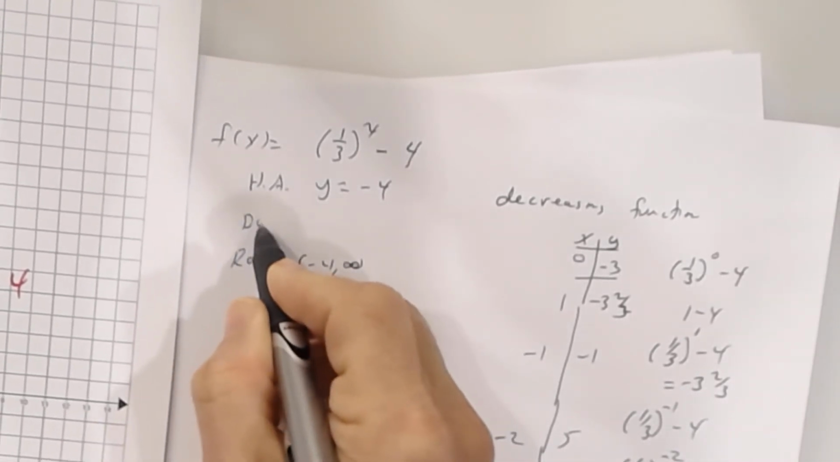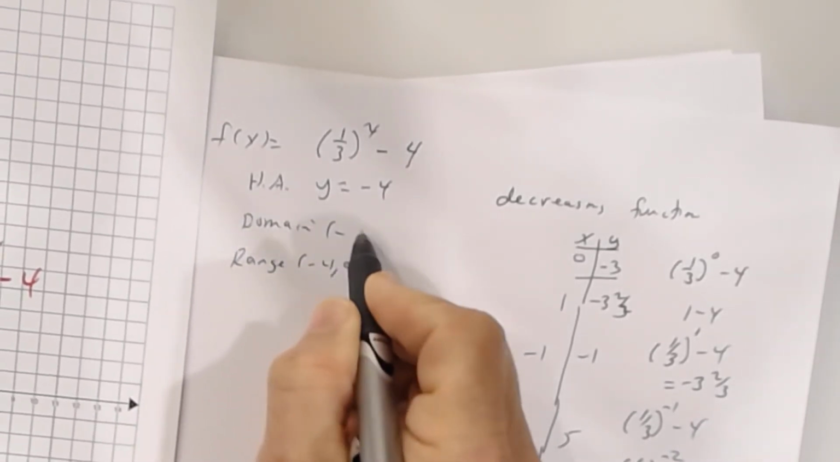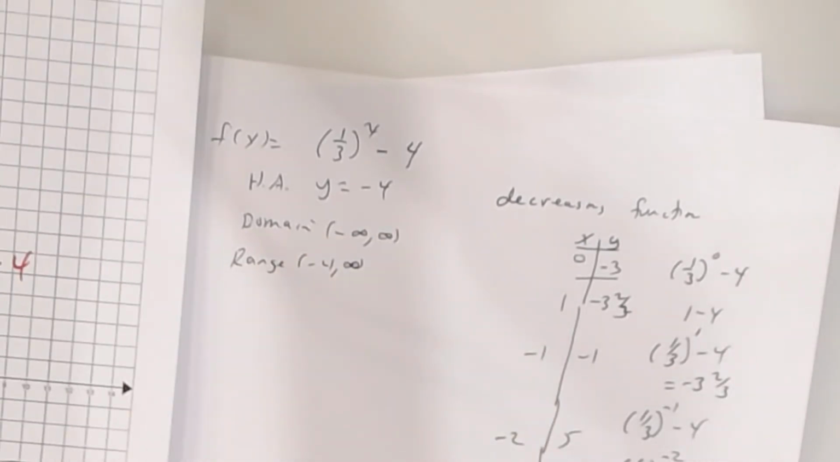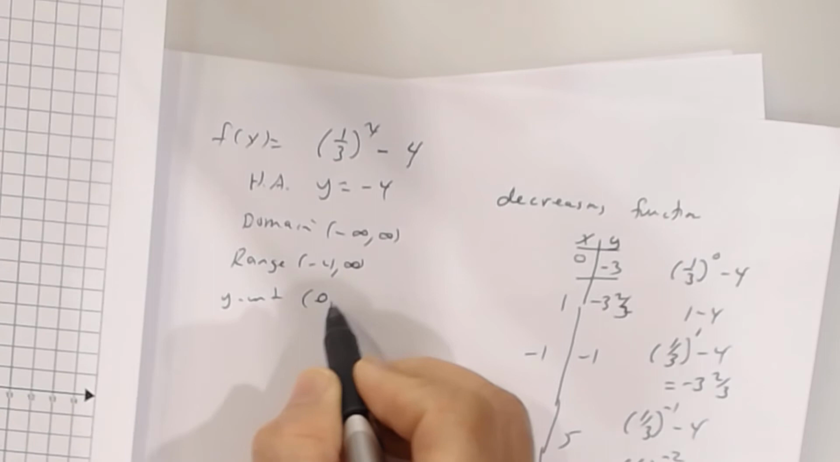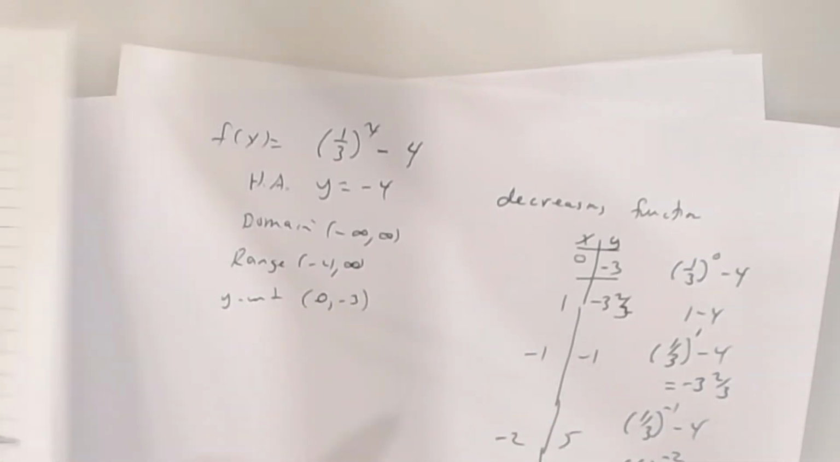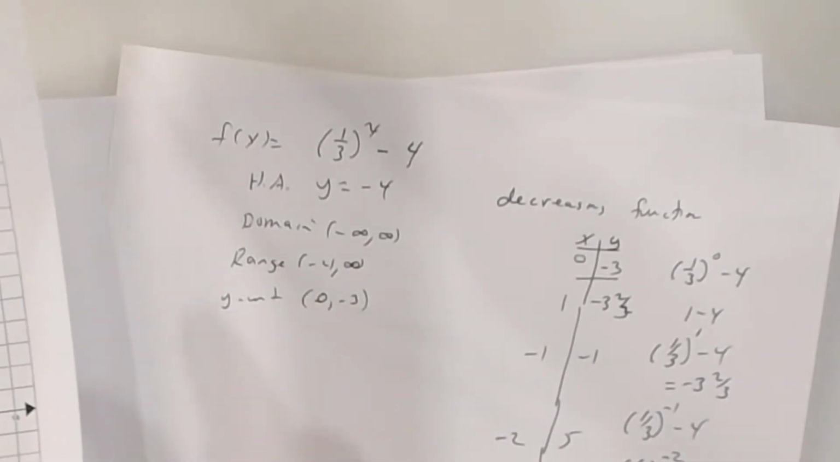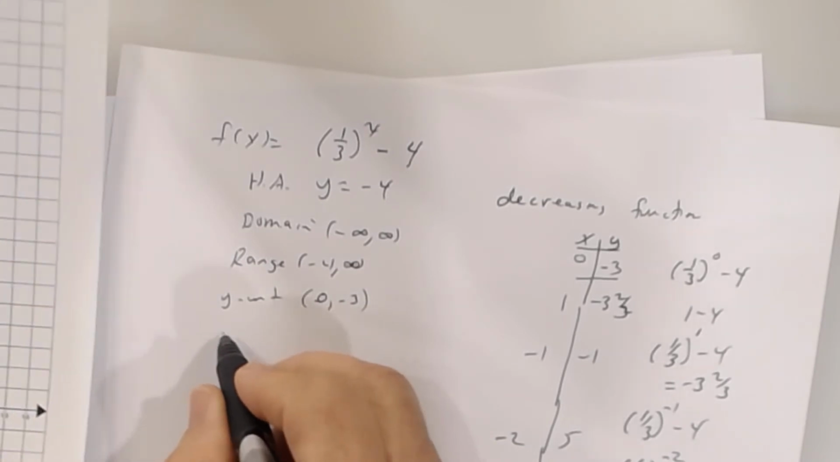What's the domain? -infinity to infinity. It's all real numbers. What is the y-intercept? (0, -3). Good. What else did we talk about? Decreasing. So it's a decreasing function, right?